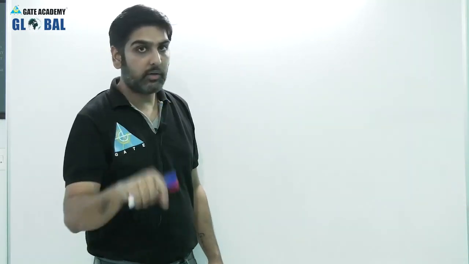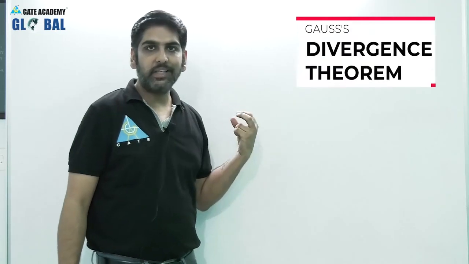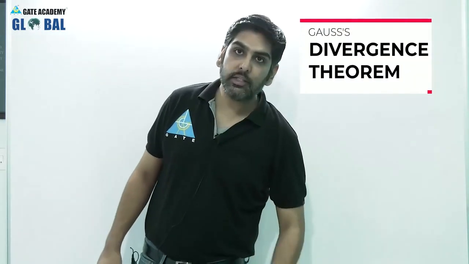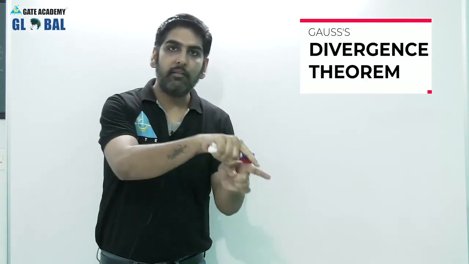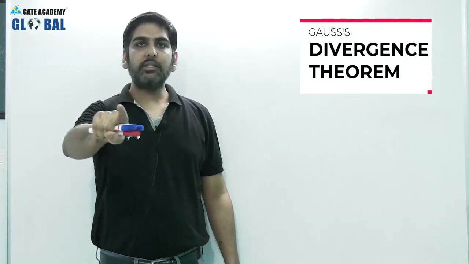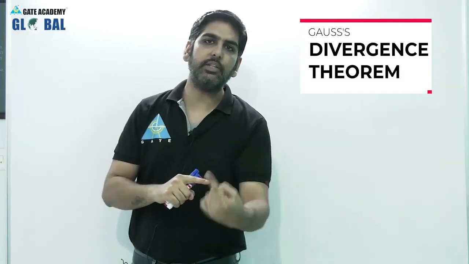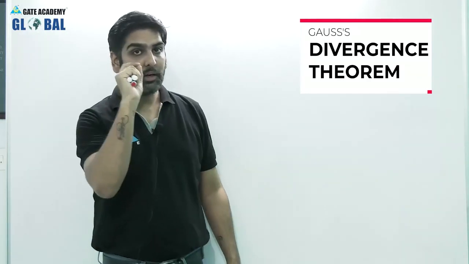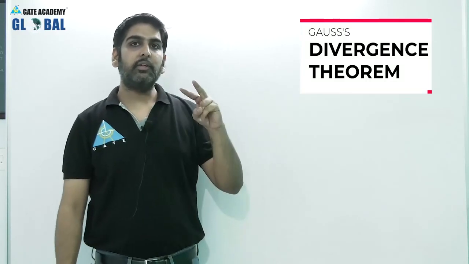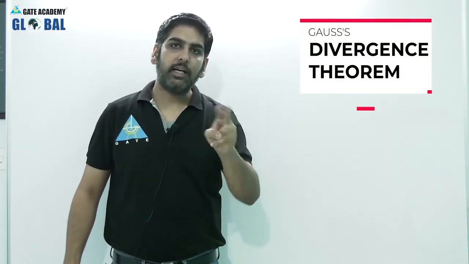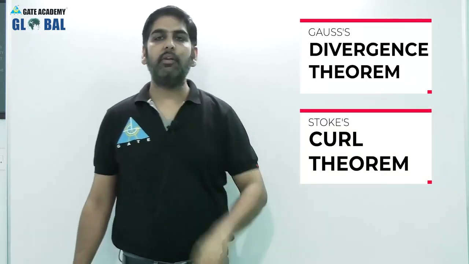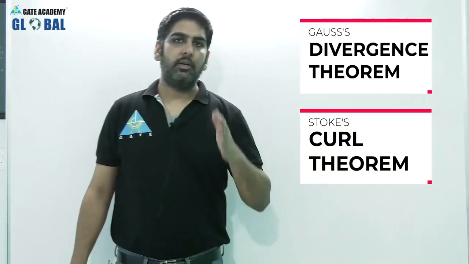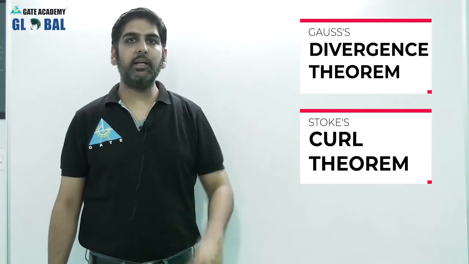In vector integral calculus, my dear students, we have two basic theorems. The very first is the Gauss divergence theorem. The Gauss divergence theorem is related with divergence, and after it we have another relationship for vector integral calculus. We have the relationship between single and double integral. So we have Stokes' curl theorem. So here we will use curl, right? So divergence and curl both are really important.